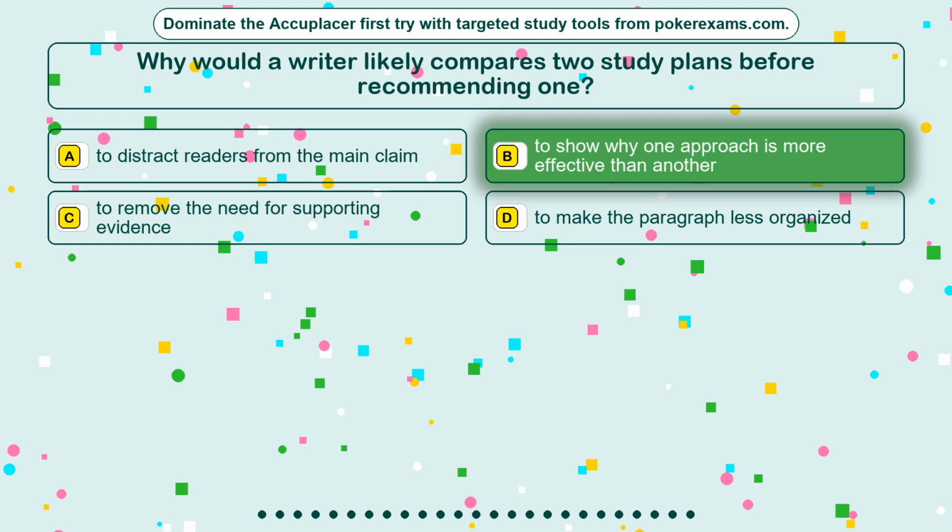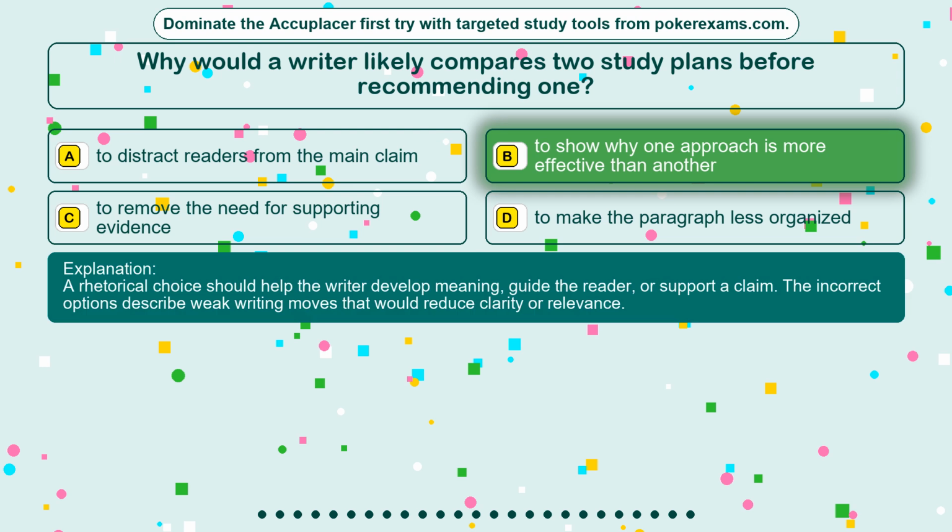The correct answer is option B. To show why one approach is more effective than another. A rhetorical choice should help the writer develop meaning, guide the reader, or support a claim. The incorrect options describe weak writing moves that would reduce clarity or relevance.